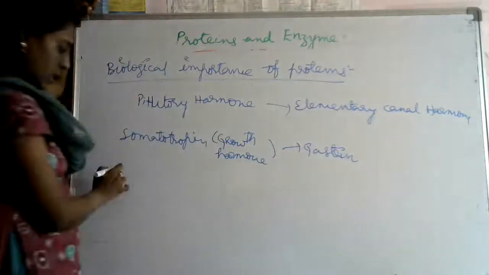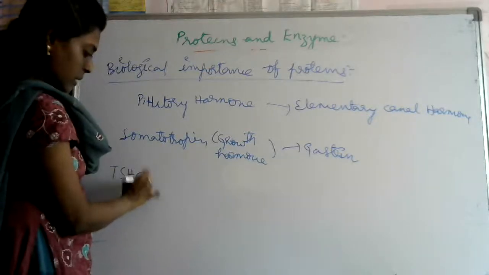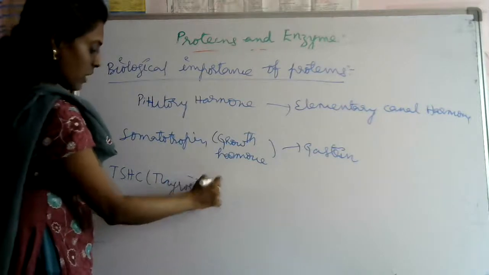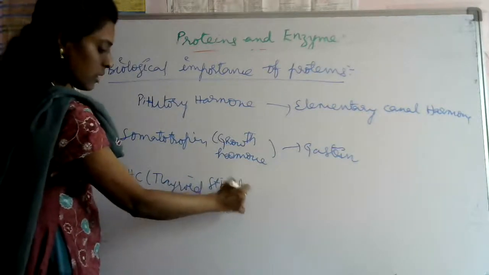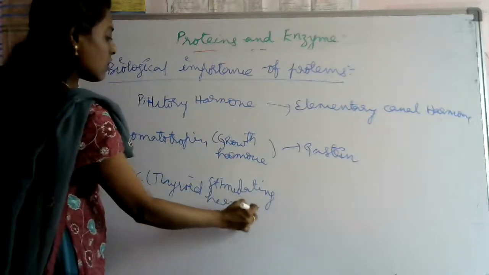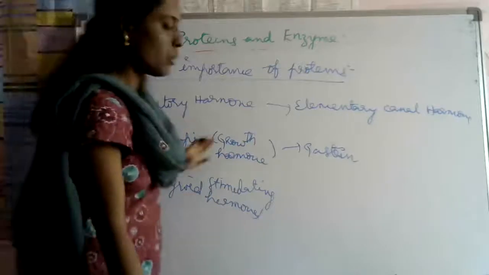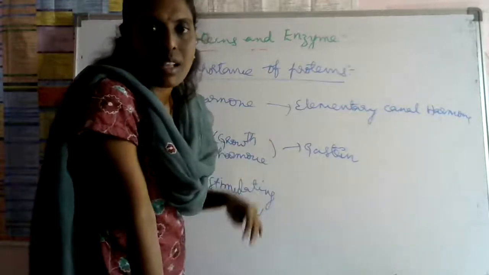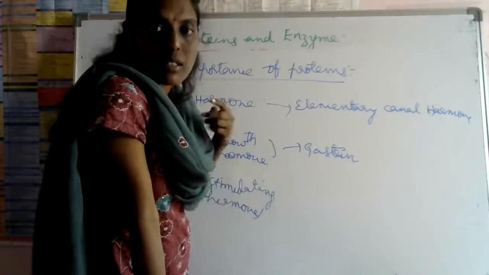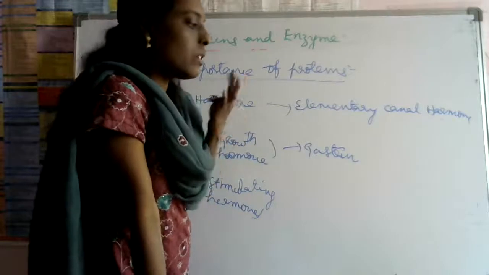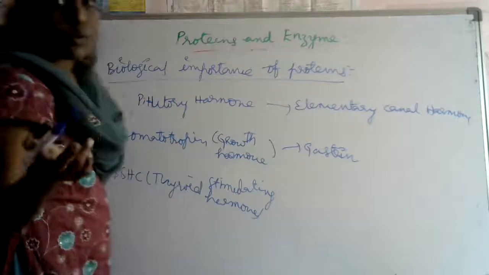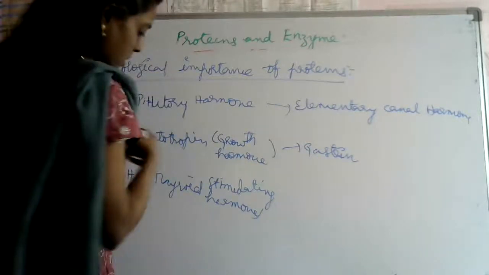Next, TSH, that means thyroid stimulating hormone. This is a very important one. You have already known about what is hypothyroidism and what is hyperthyroidism. Because of the hormonal imbalance in the thyroid gland, thereby it produces two types of thyroid conditions.